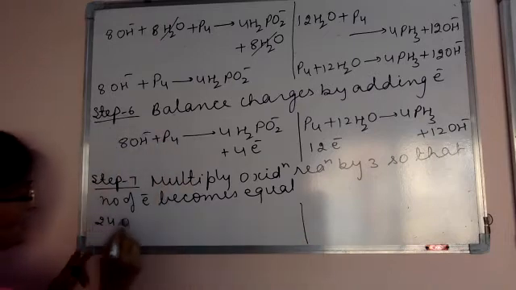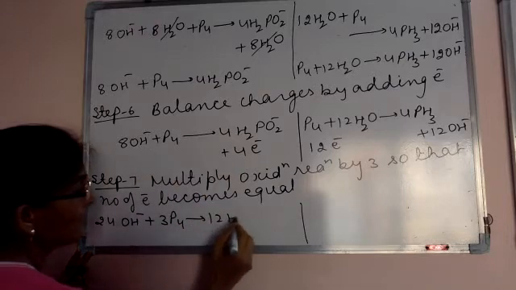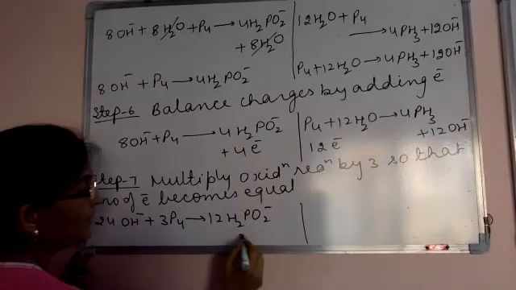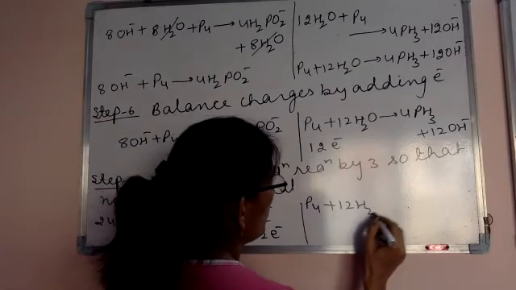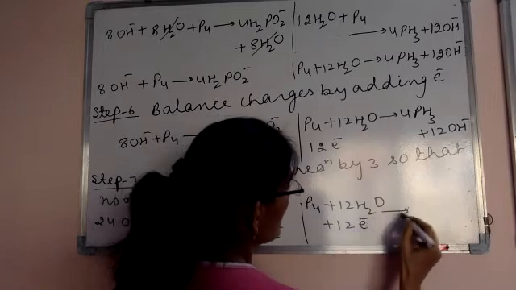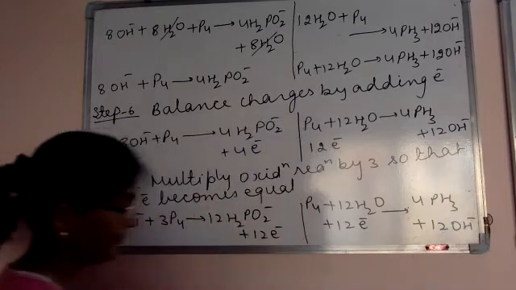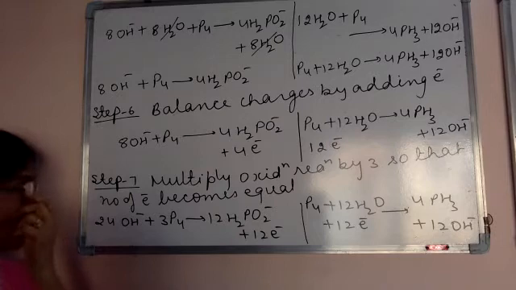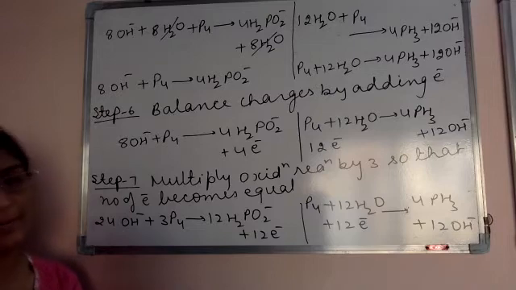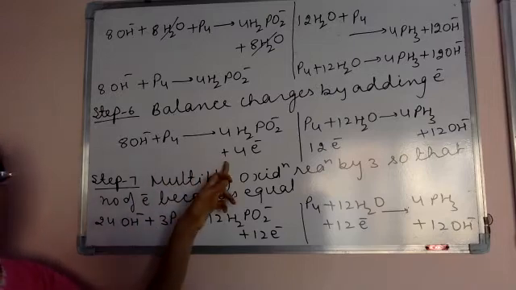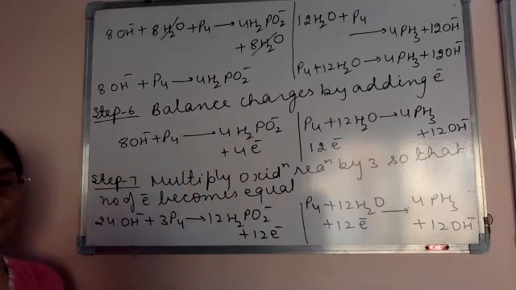8 times 3 is 24OH minus, 3P4, 4 times 3 is 12H2PO2 minus, and this would be 12 electrons. There is no need to multiply this one, write it as it is: P4 plus 12H2O plus 12 electrons gives 4PH3 plus 12OH minus. The number of electrons in oxidation and reduction must be the same. If it is not the same, you have to multiply by a suitable multiple. So we multiplied by 3, so it will become 12. Not just this one term is multiplied by 3, the whole equation is multiplied by 3.